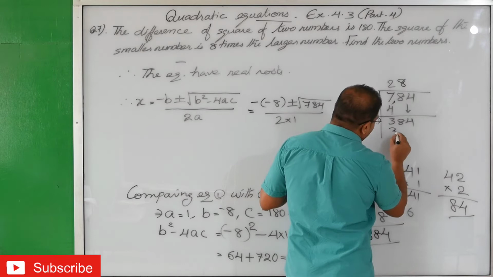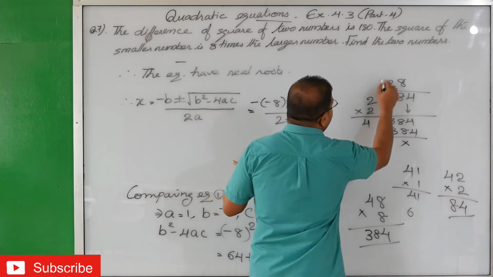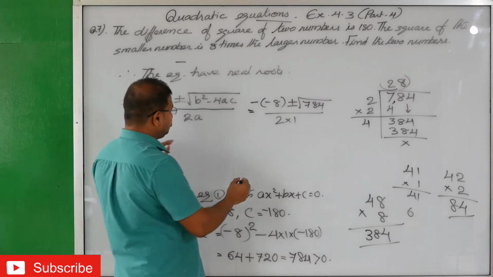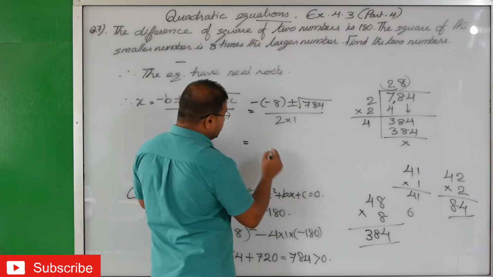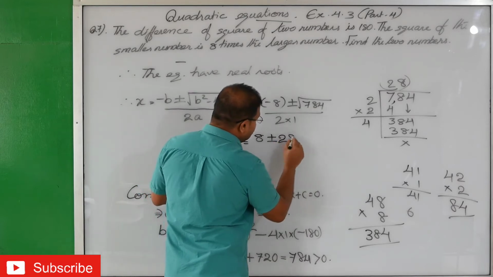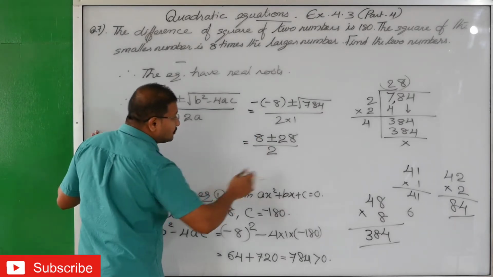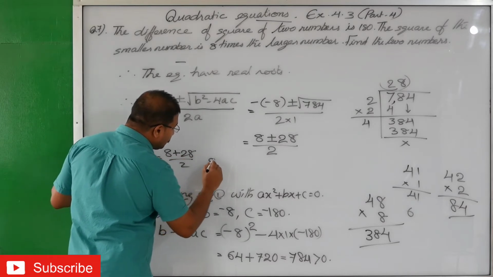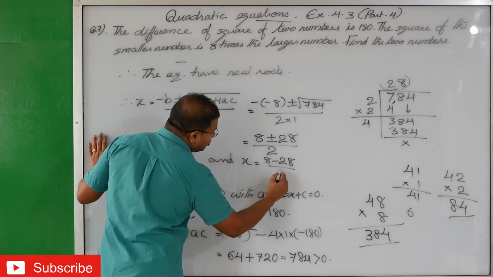That means 3840. Isn't it? So, what will be the square root of 784? 28. This equals, what will we write now? Minus into minus is plus. That means x equals 8 plus or minus 28 divided by 2. This plus and minus we will separate. That means x equals 8 plus 28 by 2, and x equals 8 minus 28 by 2.